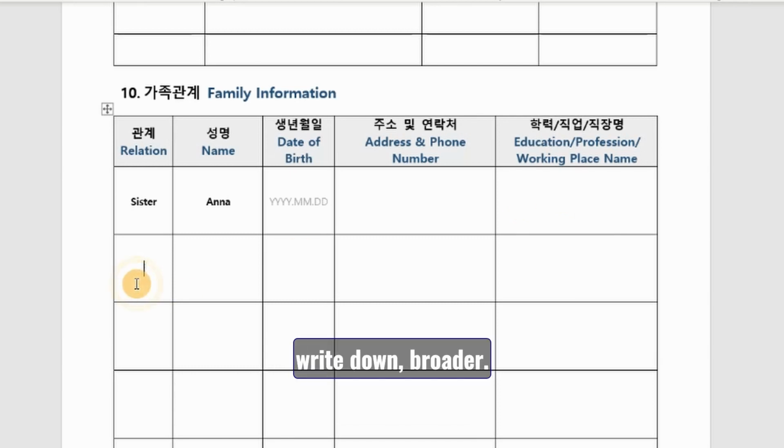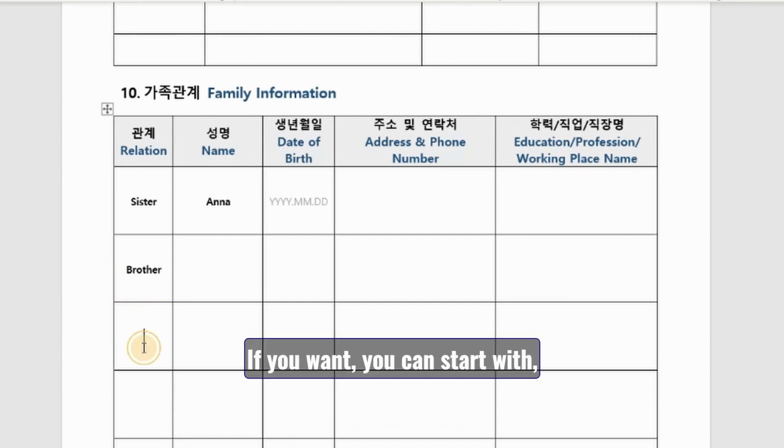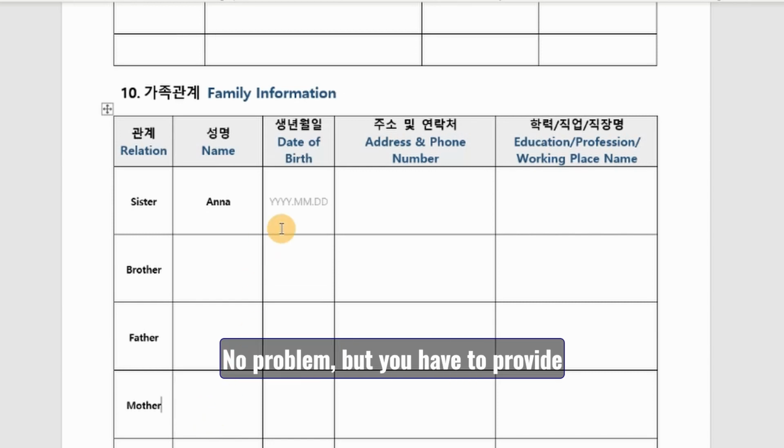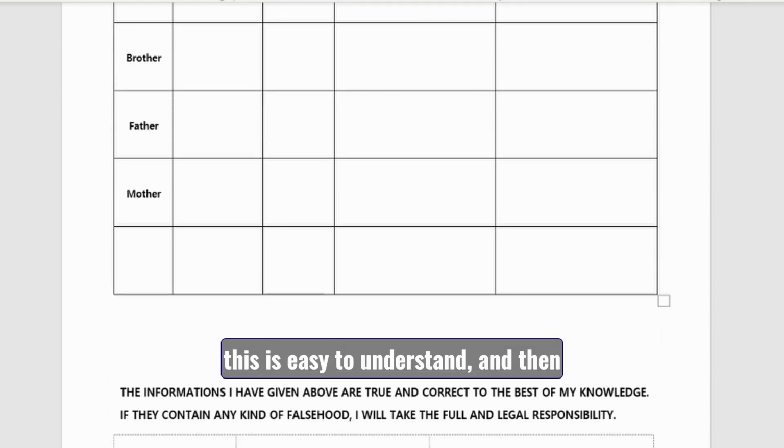If you have a brother, write down brother. If you want, you can write down father, you can write mother, you can begin with mother, you can begin anywhere, it's okay, no problem. But you have to provide the other information right up here. I'm not going to fill out this because this is easy to understand.